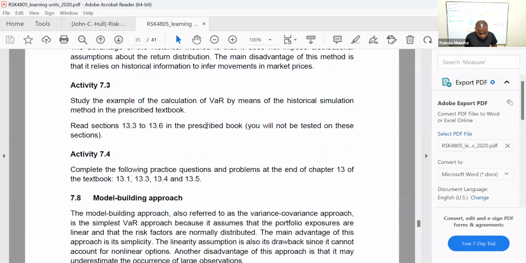When it comes to chapter 13, they say go through 13.1 and 13.2, then read sections 13.3 to 13.6. You will not be tested on these sections, so don't expect them to come up in the exam. That's why we're not going to look at 13.3 to 13.6.